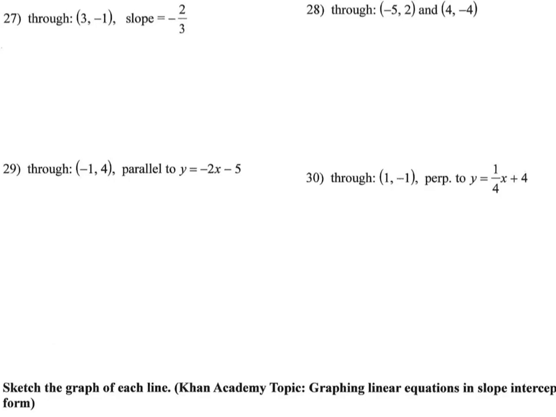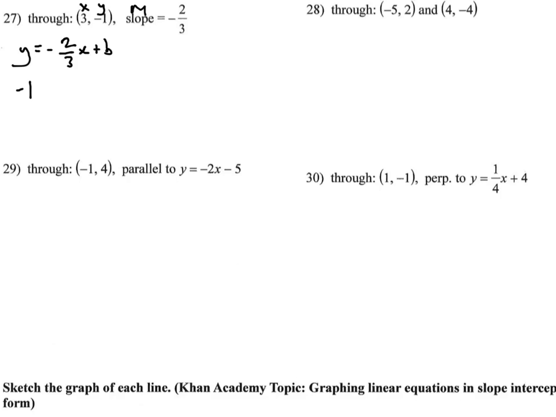Number 27. I'm going to start off by putting everything I can into y equals mx plus b form. We just have our m so far, which is our slope. So we've got y equals negative 2/3 x plus b. Whenever they give us a point, it's always our x and our y value. So I'm going to plug in the 3 for x and negative 1 for y.